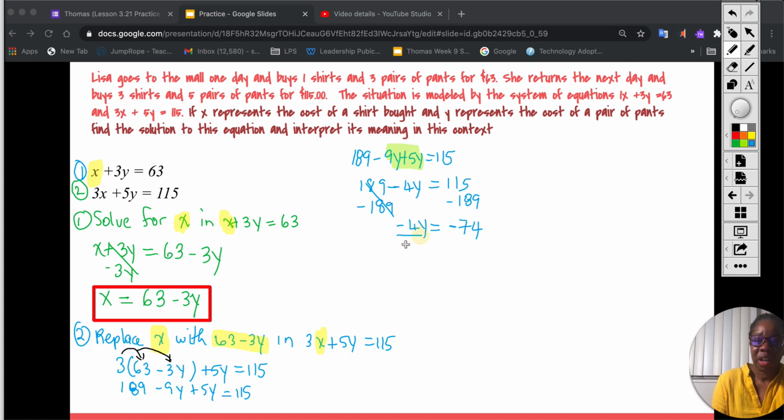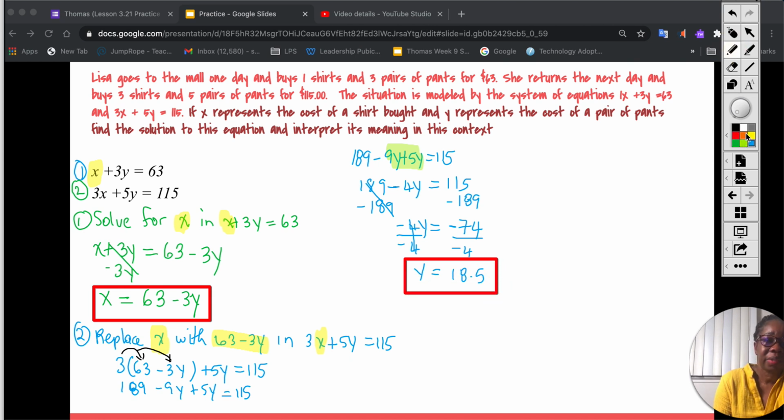And we finish this off by dividing by negative 4 on both sides. So y is equal to 74 divided by 4. A negative divided by a negative gives a positive result, so that is going to be 18.5. I want to make a note of that. So we have a numerical value for y. We are going to continue that process.